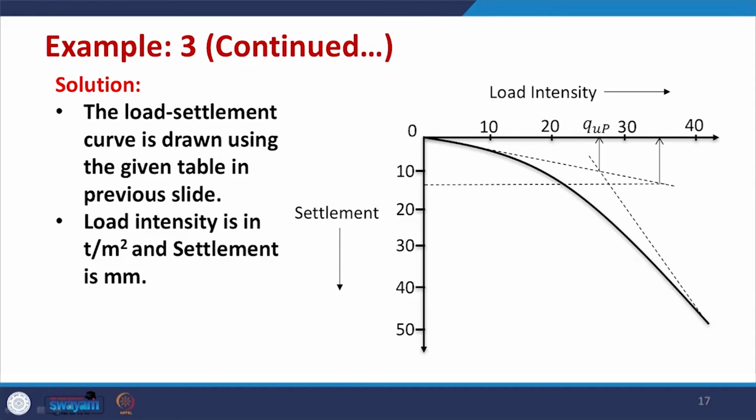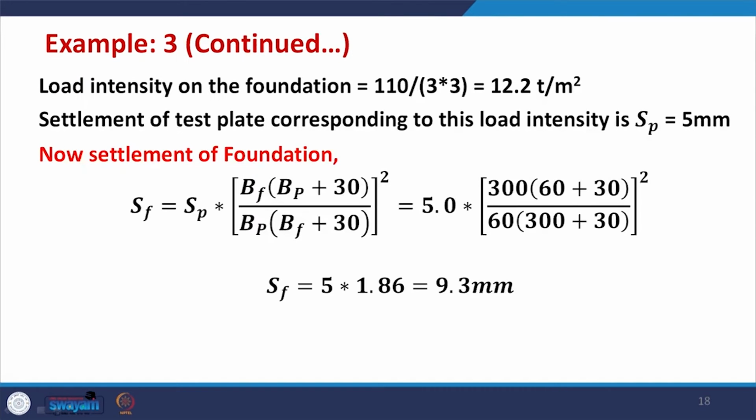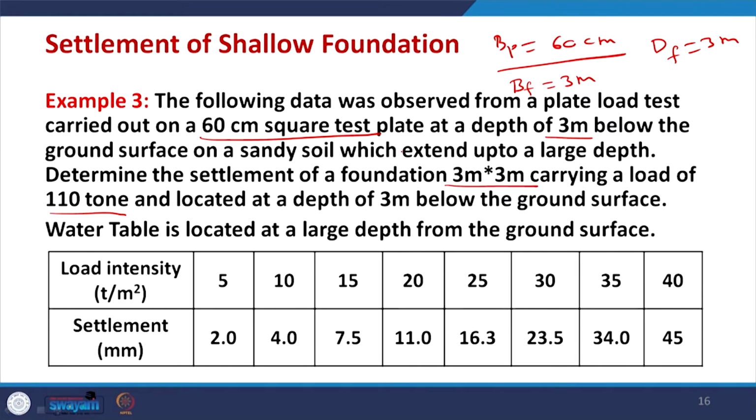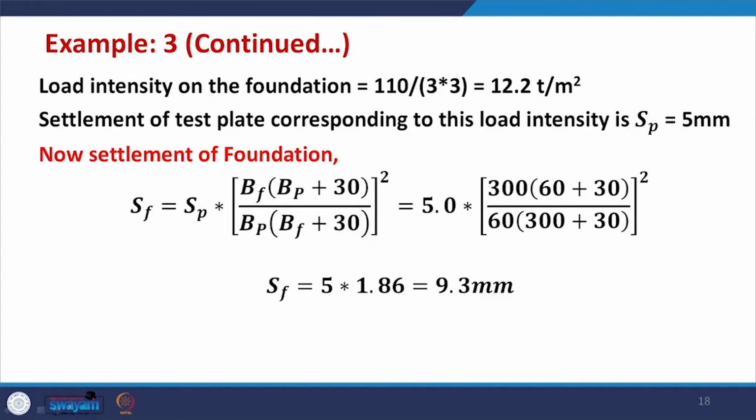The load intensity is given to you as 12.2, so 12.2 will come somewhere here, and for this load intensity you get the settlement, which is 5 mm. Otherwise, directly from this table, the load intensity 12.2 will be between 10 and 15. So, the settlement will be between 4 and 7.5, and interpolation gives you SP equal to 5 mm. So, the settlement of the plate is 5 mm, and it is known.